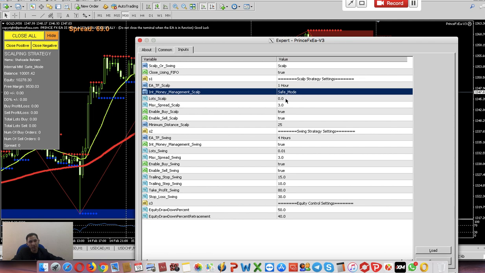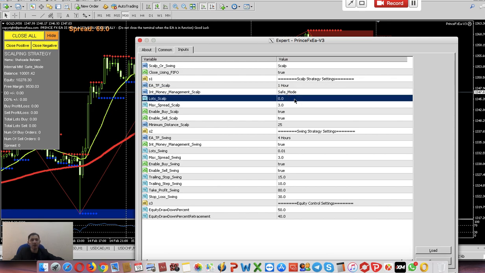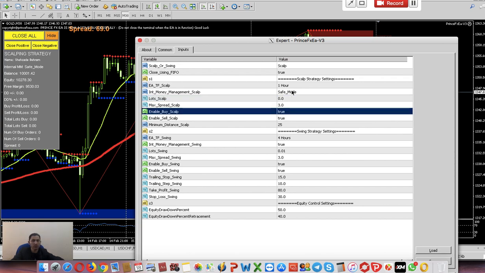That means in the safe mode, the robot will define the lot size itself according to your account balance and equity ratio. It has to decide what lot size to take for this order, so it will calculate your account equity and balance. You do not need to input any value here. Even if you keep it on 0, it will work according to your account balance. Even if you put 10, 5, 50, it's not going to take your defined lot size. It has to work its own way because the internal money manager is active.